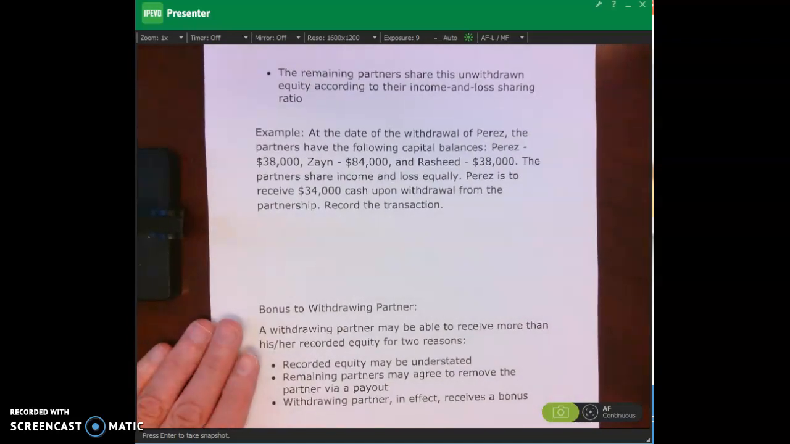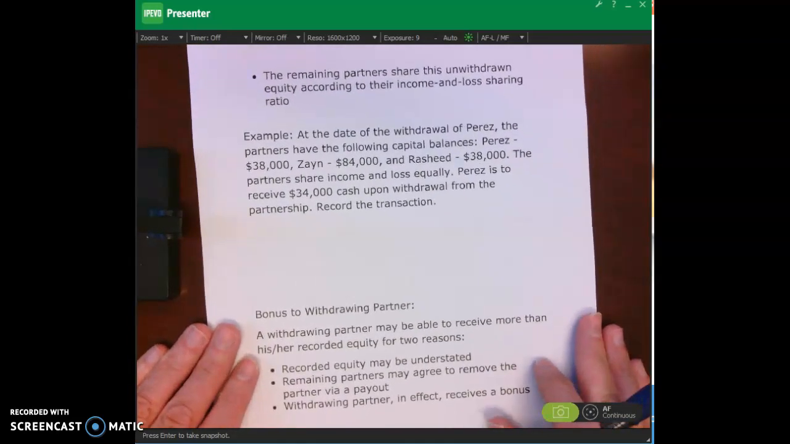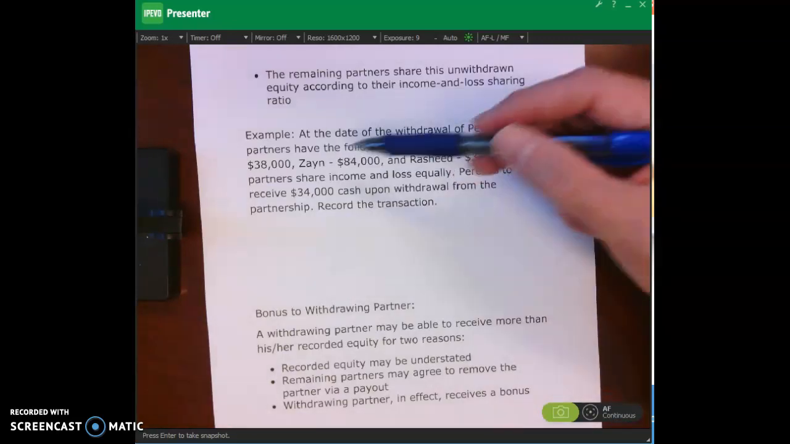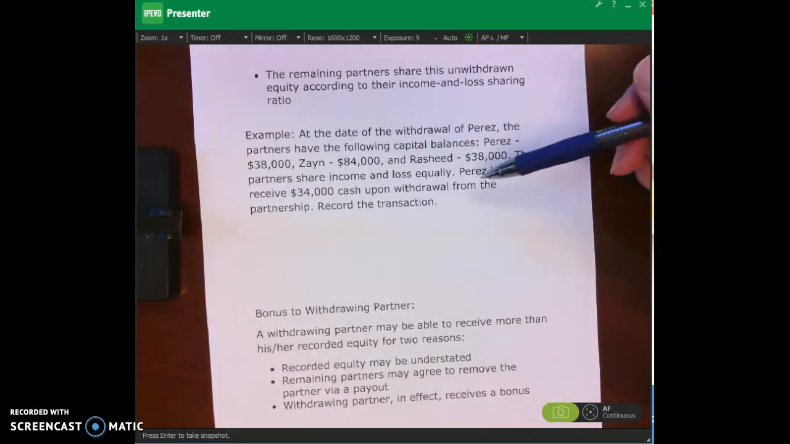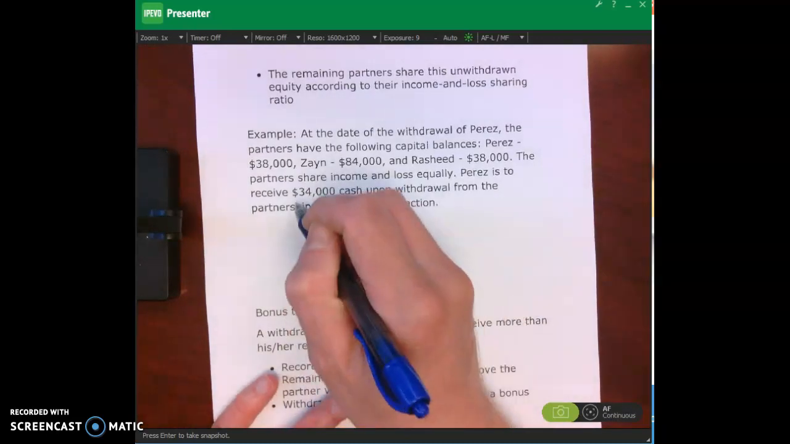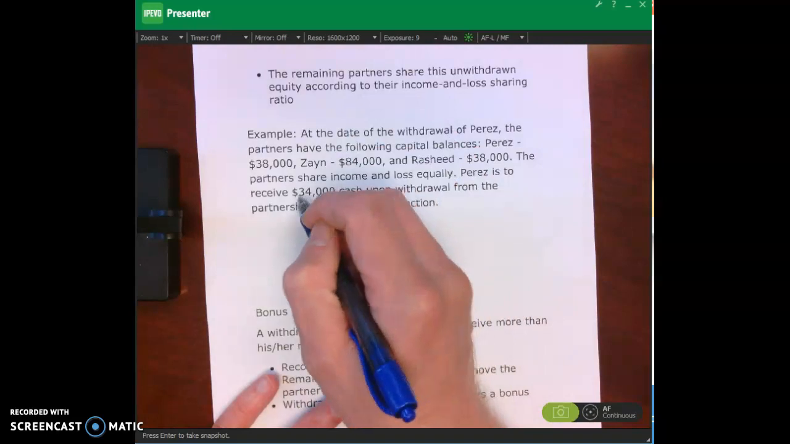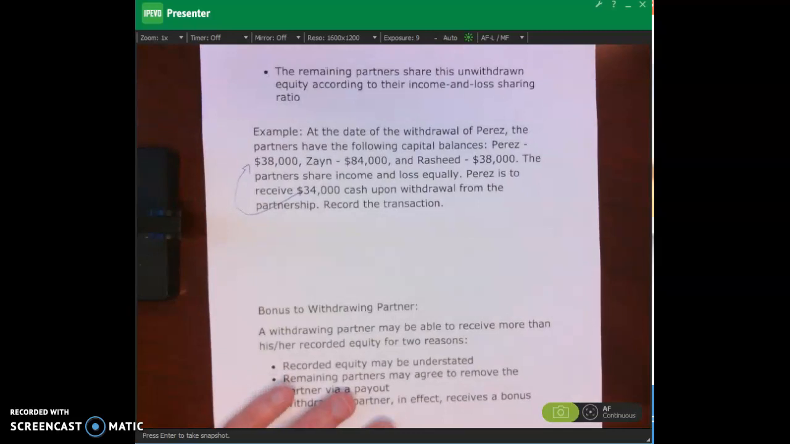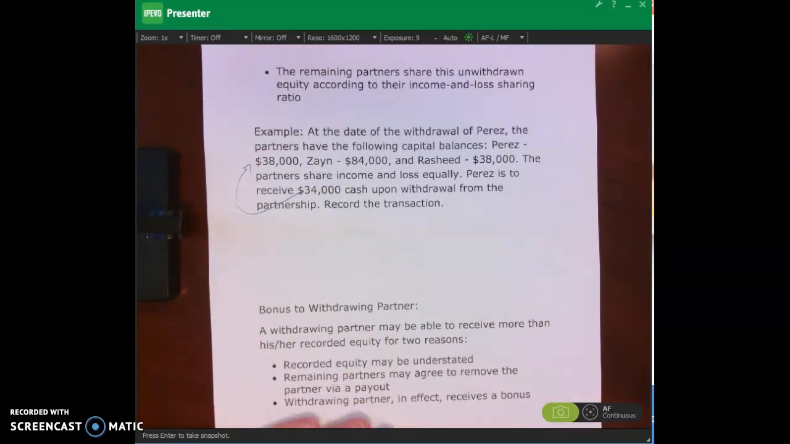On the date of withdrawal for Perez, the partners have the following capital balances: Perez $38,000 again, Kayla $84,000, and Rashid $38,000, and they share income and loss equally. Perez receives $34,000. So what's going on here? Perez really wants out of the partnership. He says, I'll just take $34,000 cash, or some combination of assets equal to $34,000, even though I have $38,000 in capital. Fine, let me out.